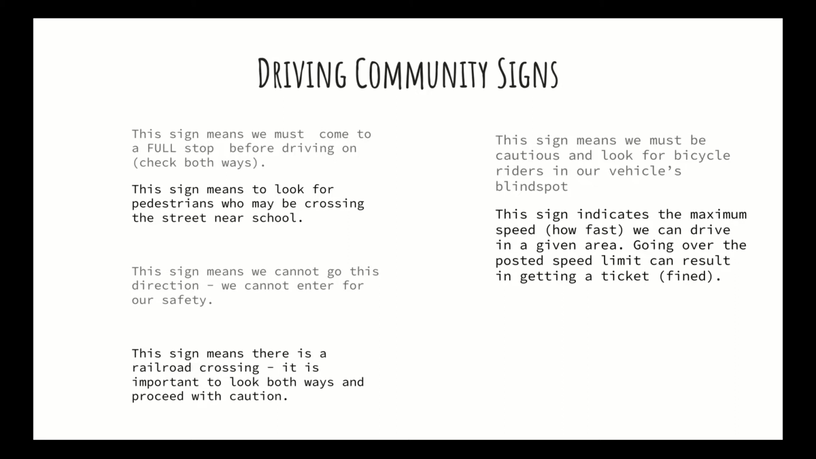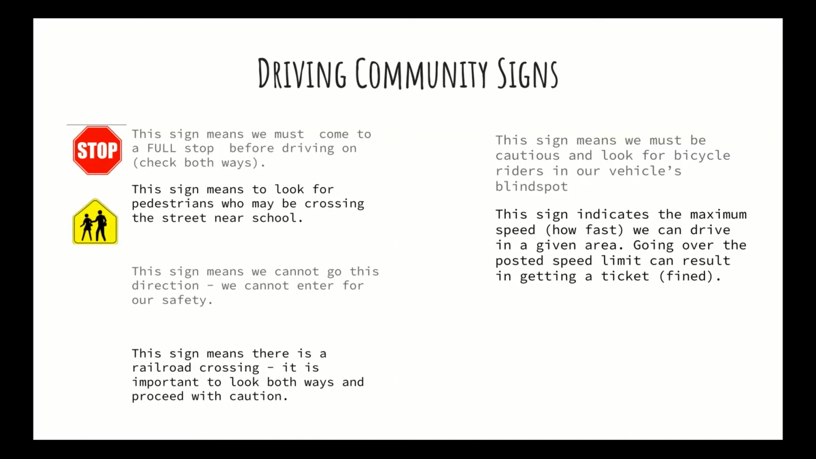So the first one is, this sign means we must come to a full stop before driving on. We need to check both ways. And that, of course, is a stop sign. It is red. It uses the actual word stop. And so when you see this and you are driving, it literally means that you need to stop, okay? So you come to a full stop. You check both ways. This is often located at intersections where cars are driving different directions. And so we stop, we assess our surroundings, make sure there's no pedestrians, and then we can continue on in our direction that we're going in.